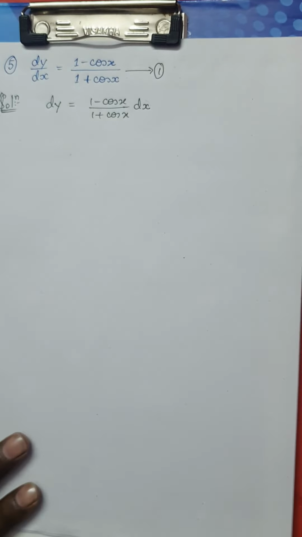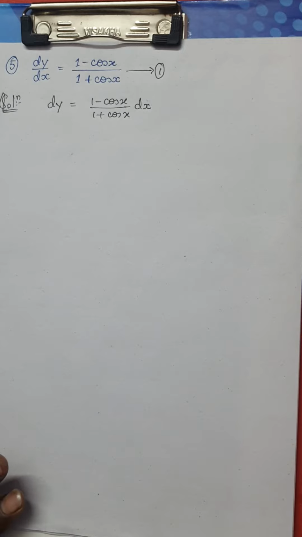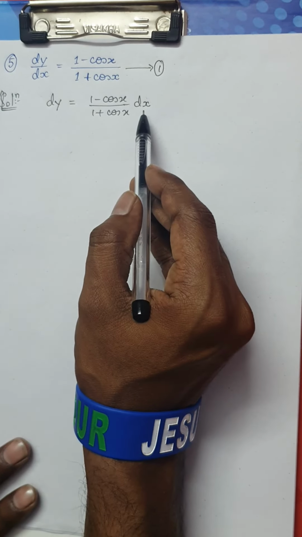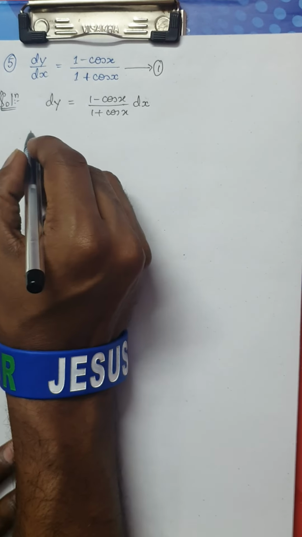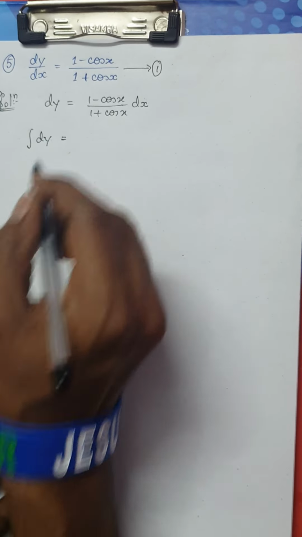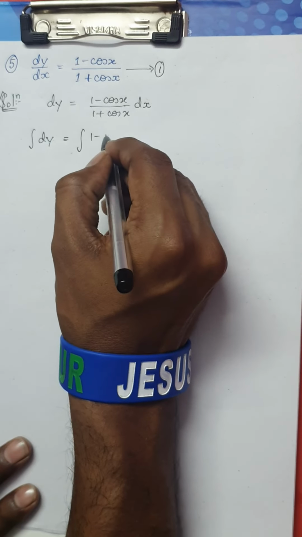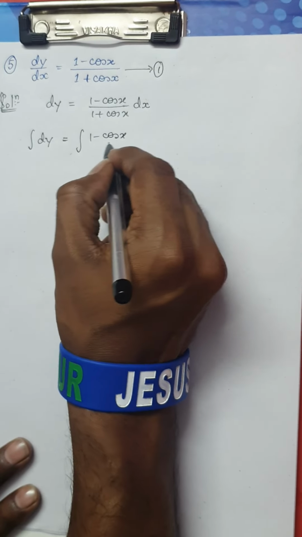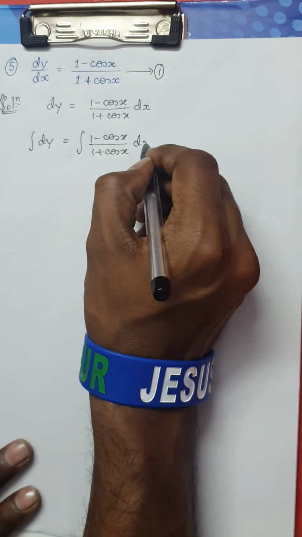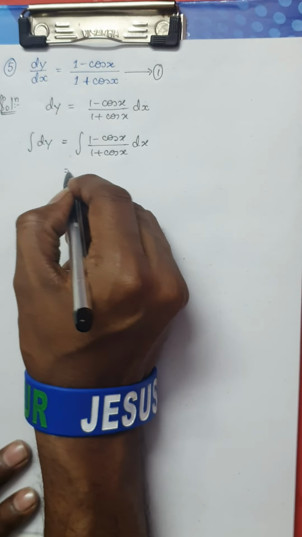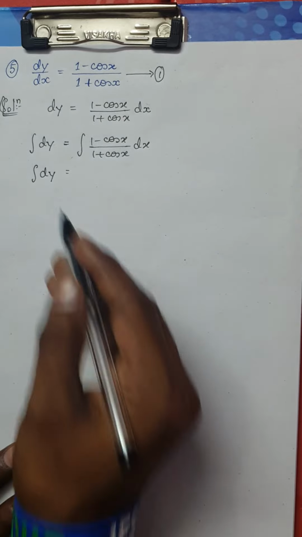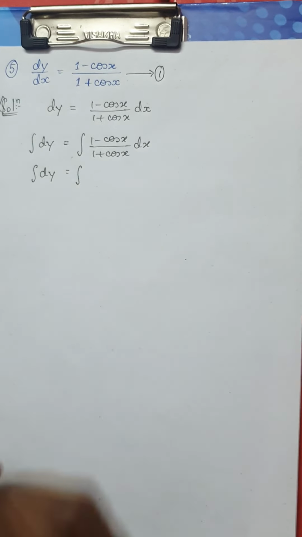Okay, this is enough because all the terms are already separated. The variables are already separated, with y on one side and x on the other side. Now the next step is directly taking the integral sign. So integral of dy would be integral of (1 minus cos x) divided by (1 plus cos x) dx. This is a very standard integral. Now let us simplify the right hand side first before applying the integration.